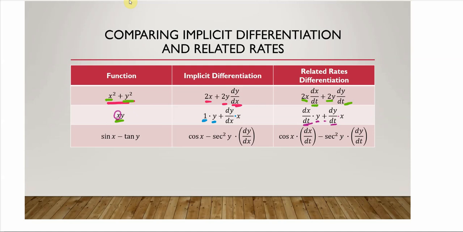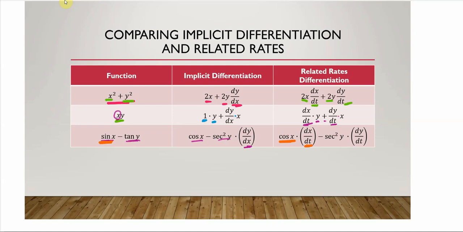Now, let's go ahead and look at one more function. We have the sine of x and the tan of y. Well, in implicit, the derivative of sine of x is just going to be cosine of x, and the derivative of tan of y is going to be secant squared of y, but then I have to include dy dx. In related rates, I'm taking the derivative of sine of x, which is cosine of x, but now I took the derivative of a letter with respect to time, so I have to put dx dt minus secant squared y, and now I have to multiply that times dy dt.